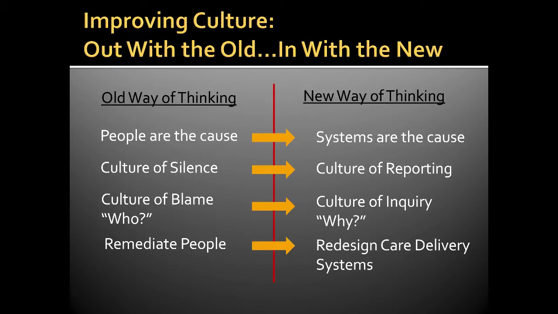The last component of having a system to learn from errors is culture. We need to have a culture that supports reporting and learning from diagnostic errors. The kind of culture you want transitions from the old way of thinking to the new way of thinking. This is characterized by going from thinking that people are the cause of errors to systems are the cause of errors. We go from a culture of silence to a culture of reporting. We go from asking who made the error to why was the error made and what can we do differently. And we go from remediating and training people to redesigning care delivery systems.